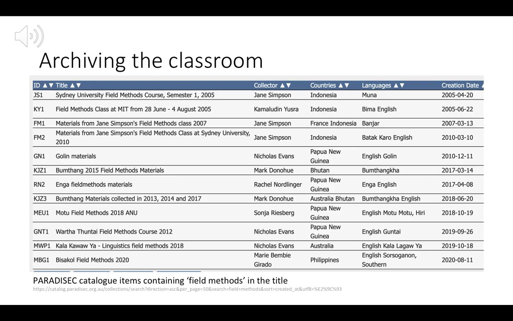Searching for the phrase field methods in the PARADISEC archive brings up 12 collections relating to Australia, Bhutan, Indonesia, Papua New Guinea and the Philippines. Nevertheless, this is probably a pretty small proportion of the number of relevant classes that could be represented in the archive.